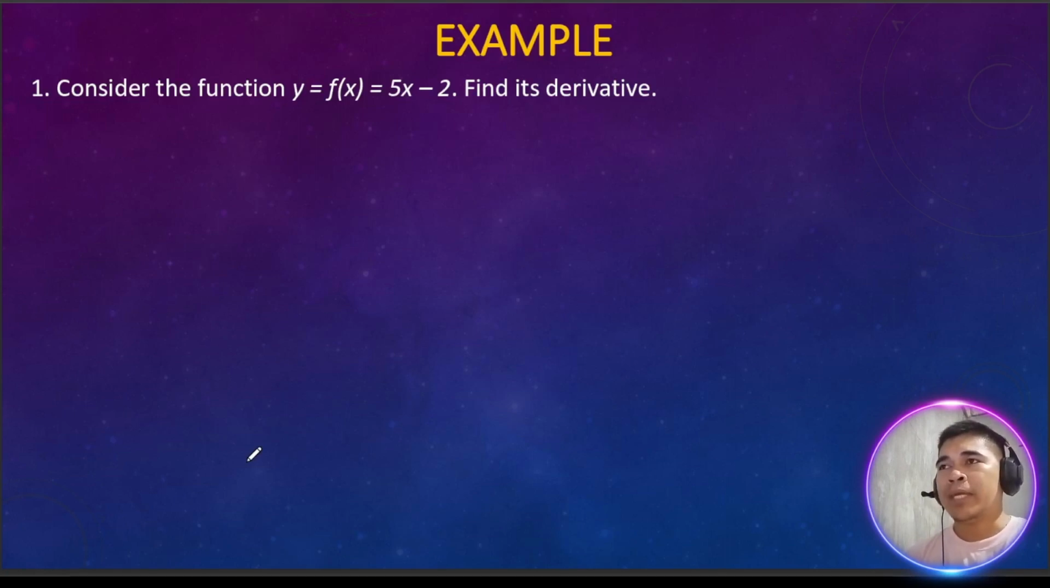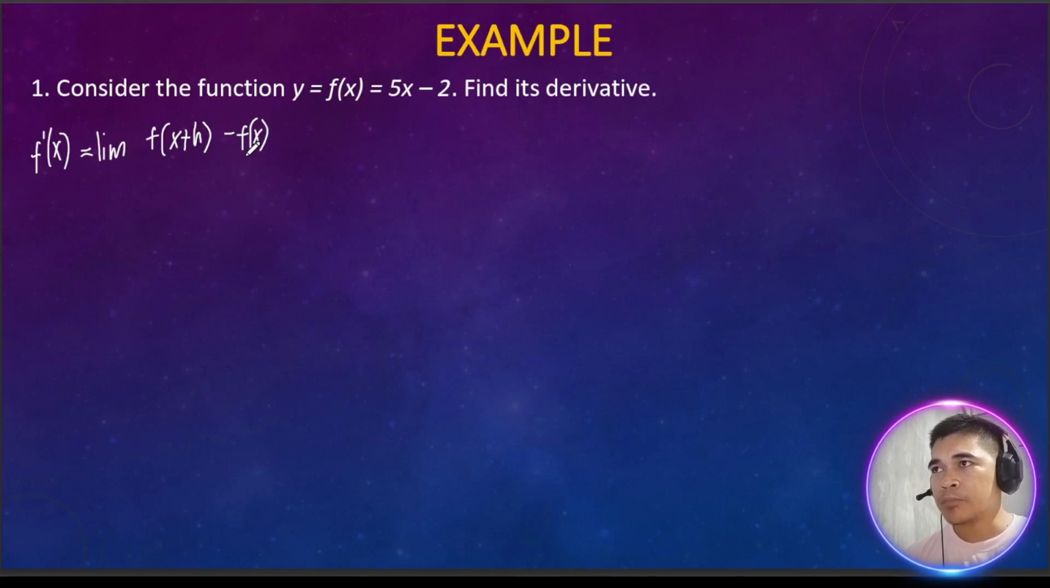So, we need to apply the given definition. It states that f prime of x is equal to the limit of f of x plus h minus f of x over h as h approaches 0. So, atong gamiton ni to find the derivative.